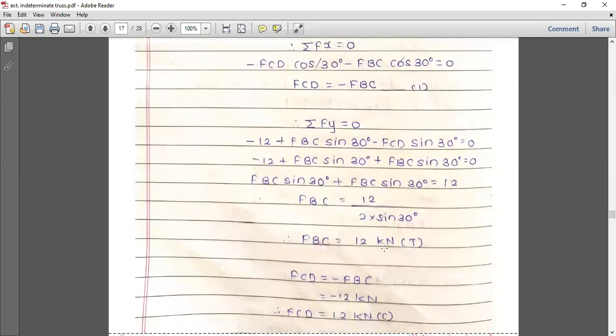Next, again use this equation, that is the first equation. So we'll get the force in member CD. We are getting FCD negative. Negative means the assumed direction is wrong. Assumed was tensile. So finally write that FCD is in compression.